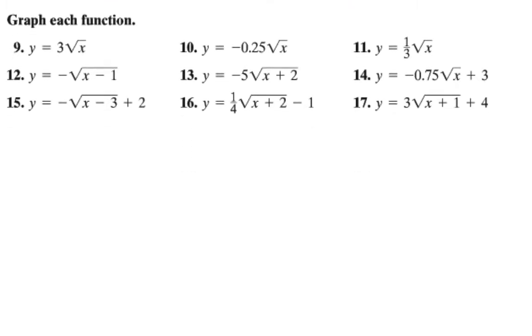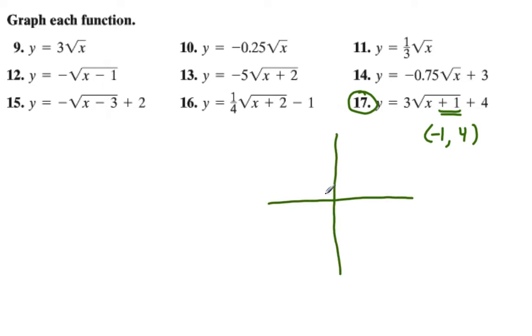All right, one final one. Let's do number 17. Okay, so we have y equals 3 times the square root of x plus 1 plus 4. Well, I can identify what the vertex is. Remember, it's going to be the opposite of this sign, so that would be negative 1, 4. So that's where my vertex is, and that's where I'm going to start right now. And 1, 2, 3, 4. Okay, so this is my vertex. Am I opening up or down? Well, this is positive, so that means I'm opening up.